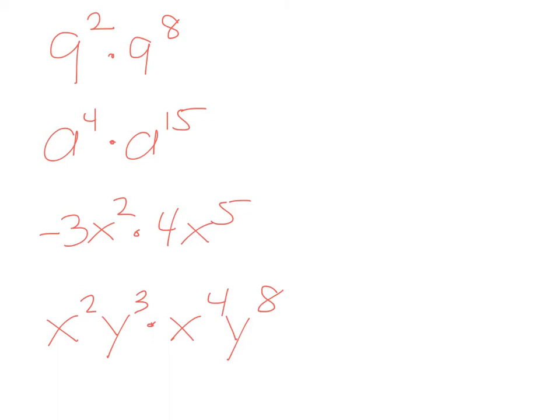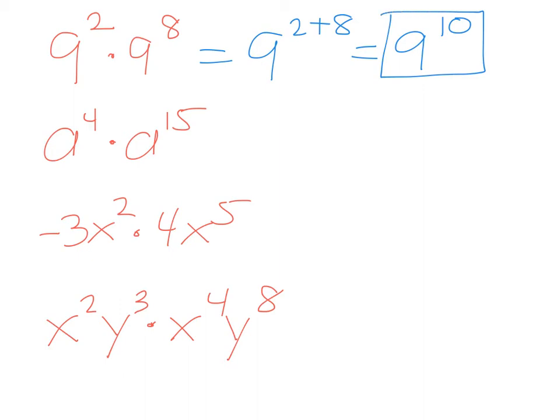All right, let's see if you did it right. 9 squared times 9 to the 8th. Well, that's 2 plus 8, which gives me 9 to the 10th power. a to the 4th times a to the 15th is a to the 4 plus 15, which gives me a to the 19th power.